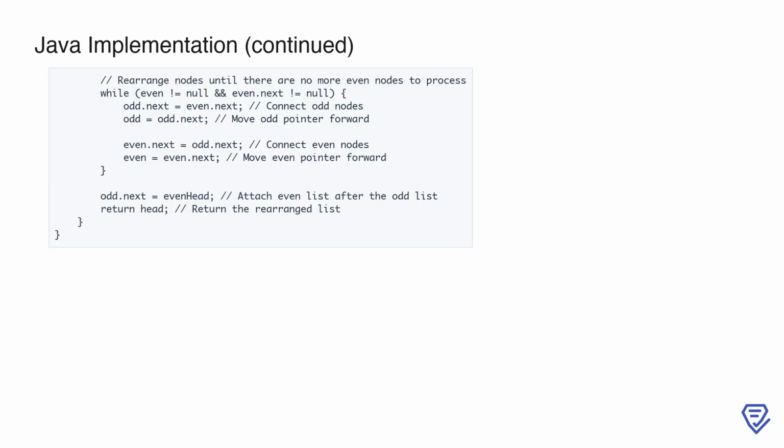Similarly, we connect the current even node to the next even index node by pointing even.next to odd.next, and move the even pointer forward. This alternation ensures that all odd and even nodes are linked separately while maintaining their relative order. Once the loop finishes, all odd nodes are grouped together, and all even nodes form a separate chain. Finally, we attach the even list, starting from even_head, to the end of the odd list by setting odd.next to even_head. The modified list, now rearranged with odd nodes followed by even nodes, is returned as the result.